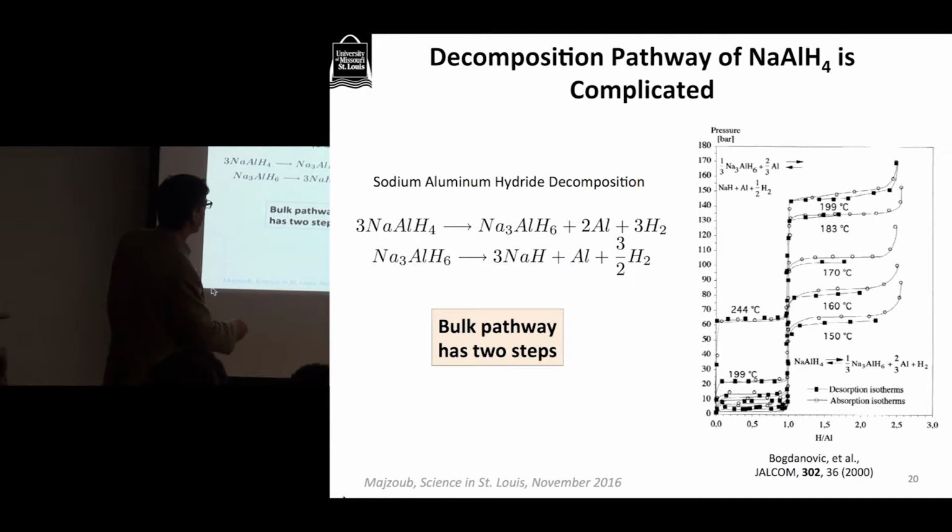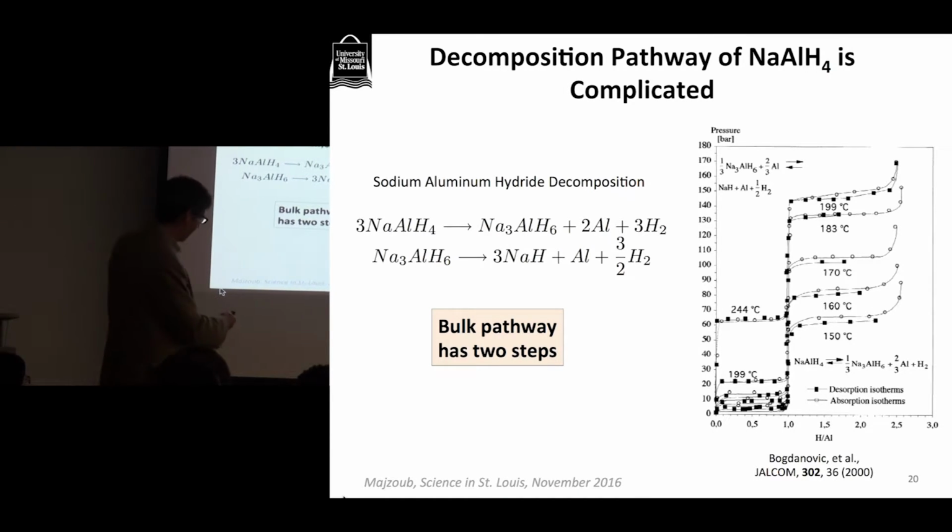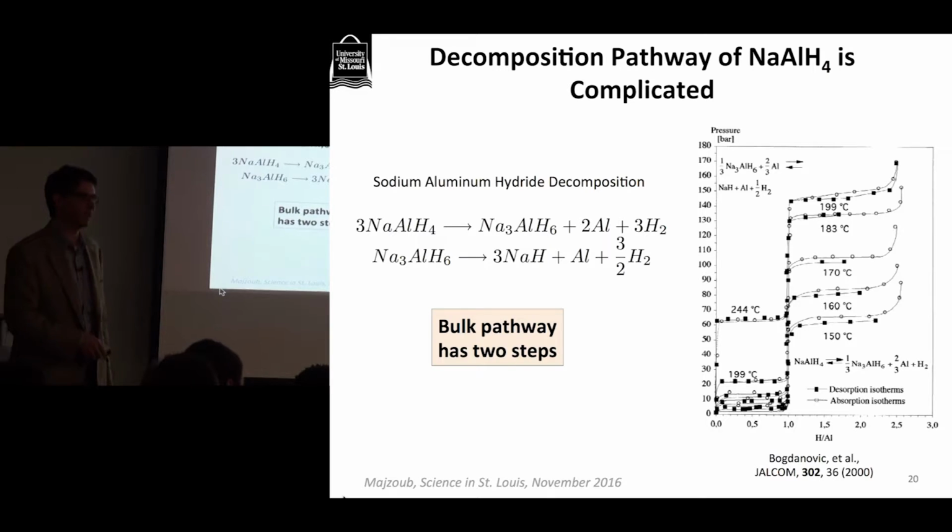Well, you can run the reaction at a given temperature. For example, these curves here are for 199 degrees centigrade. When you start decomposing the material, you'll go through this first reaction, and then the pressure drops dramatically, and then you go through the second reaction down here, and that's all at 199 C. But they did these measurements at a variety of different temperatures to calculate these enthalpies of reaction.